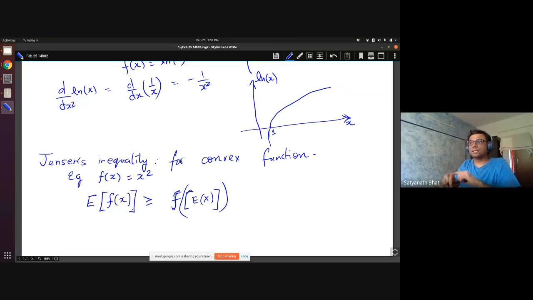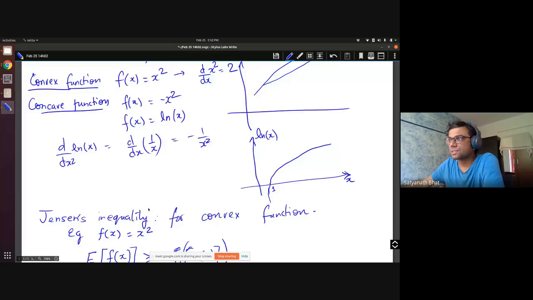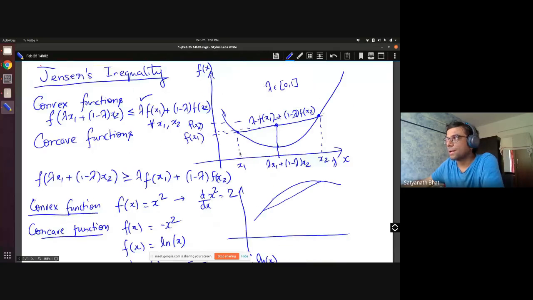So let's try to understand whether this is correct. So what is expected value of f of x? Let's take an expectation. There is a random variable which takes value x1 with probability half, and with probability half it takes x2. So what is the expected value of f of x? As you vary the probability, you will get points along this line. Is that okay?